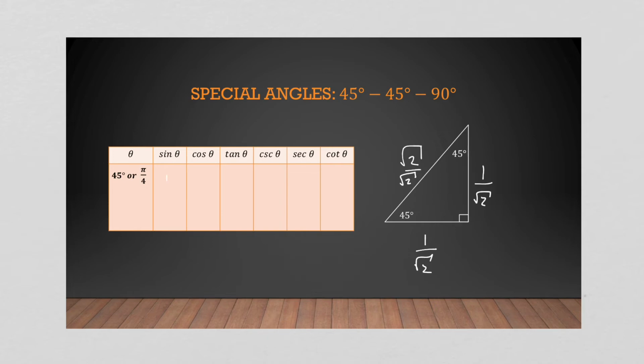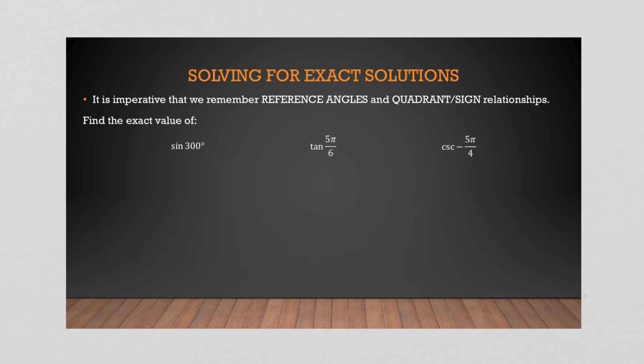So sine is 1 over √2, cosine is 1 over √2, tangent is just 1, and then the reciprocals: √2, √2, 1. Now, the reason why we point this out is because the special angles will appear again and again and again, but they will appear as reference angles. So what will change is the sign of the ratio. So let's have a look.